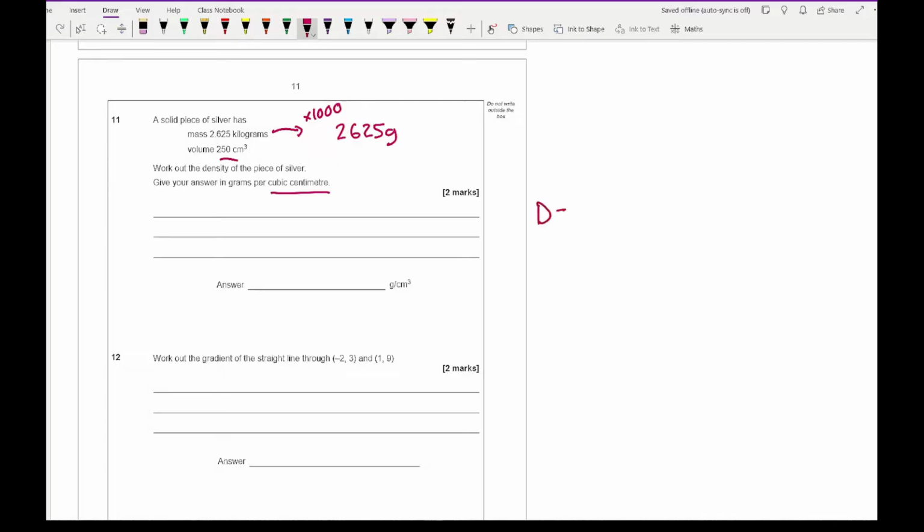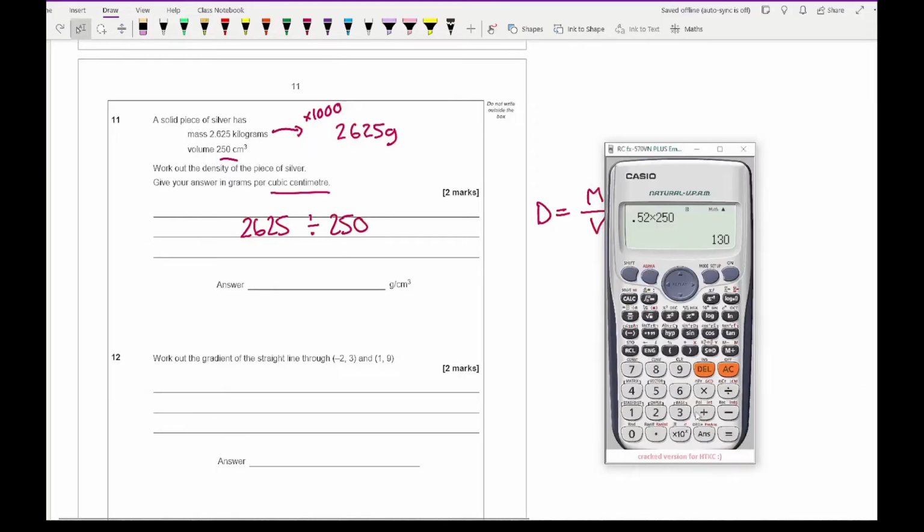And density equals mass over volume. So what I then need to do is 2625 divided by 250. And again, on the calculator, 2625 divided by 250 equals 10.5.